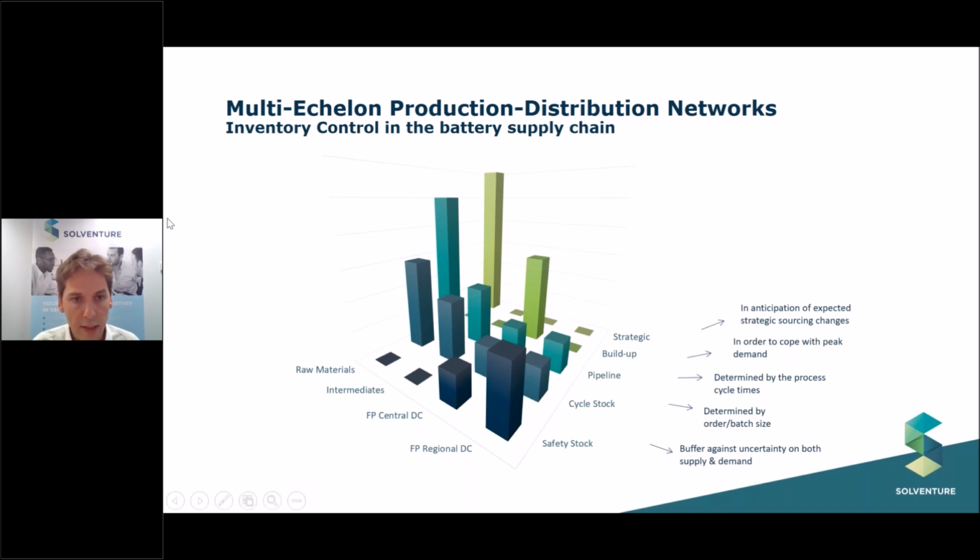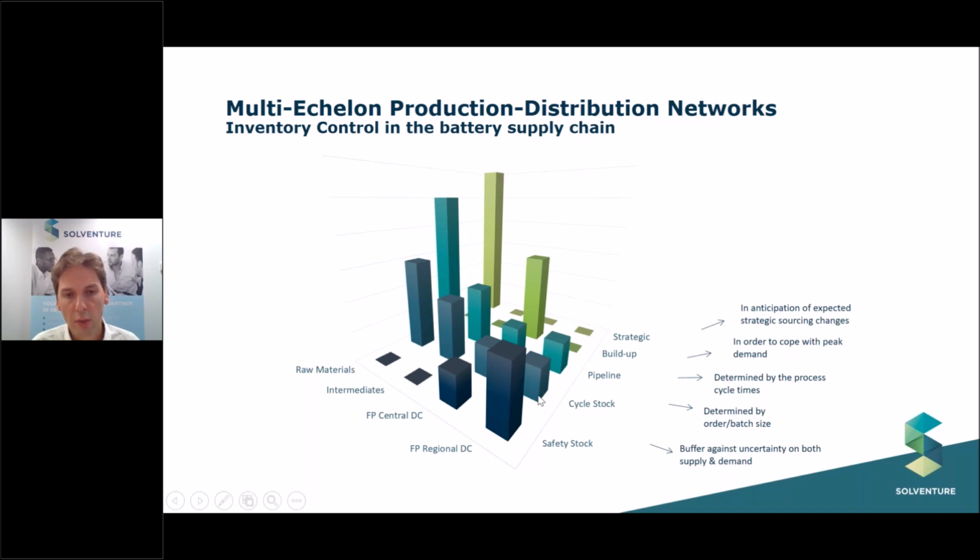We get here again the different levels in the supply chain. So I will have inventory of raw materials. I may have inventories of intermediates. The intermediates in this case are the batteries in bulk. I can have inventories in the central DC, and I can have inventories in the regional DC.